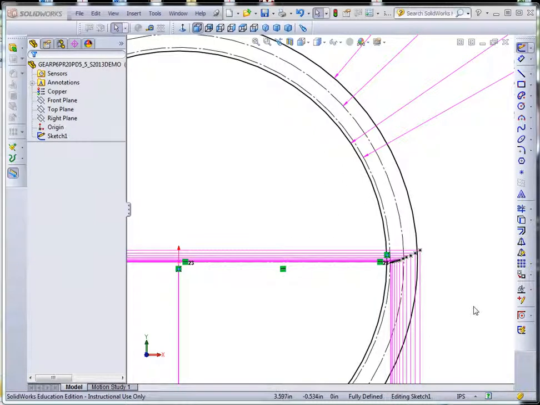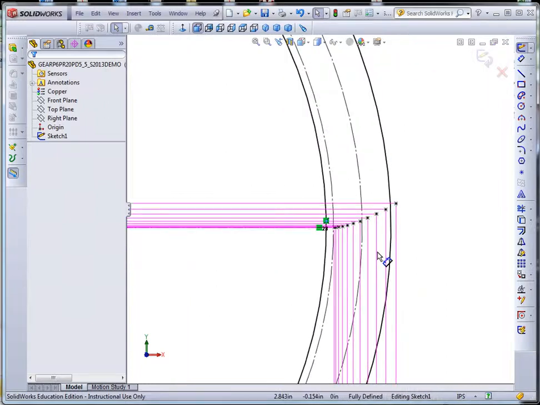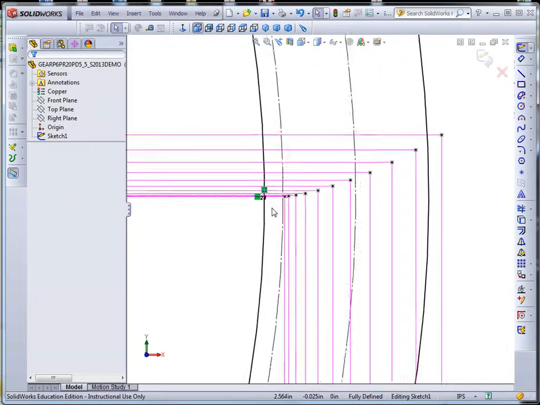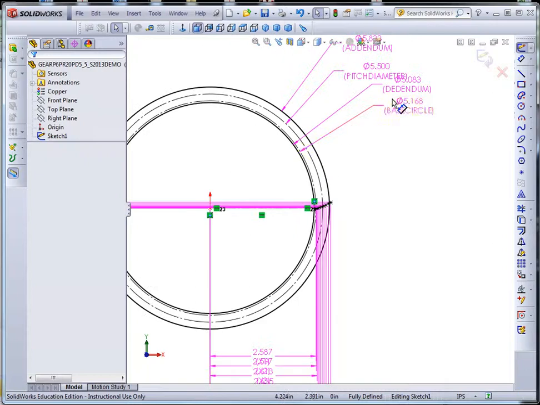In this video we're going to go over how to put in an equation-driven curve. I've left in the points that we used to create the spline just so we can see how the equation-driven curve matches up with those points. So everything else is the same. We still have the circles for the addendum, pitch circle, dedendum, and base circle.